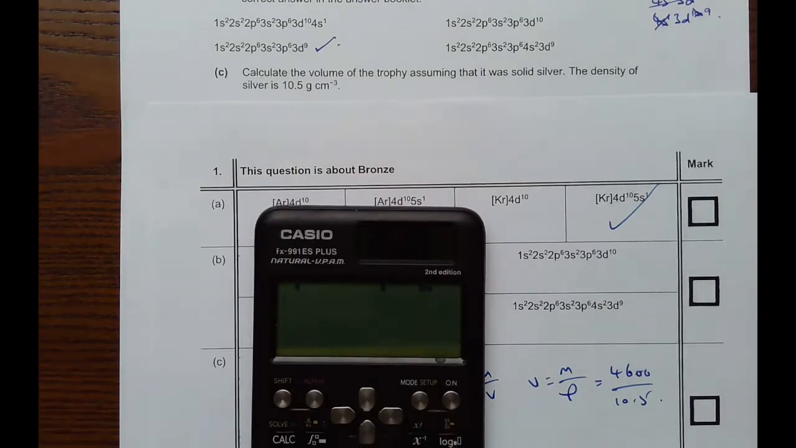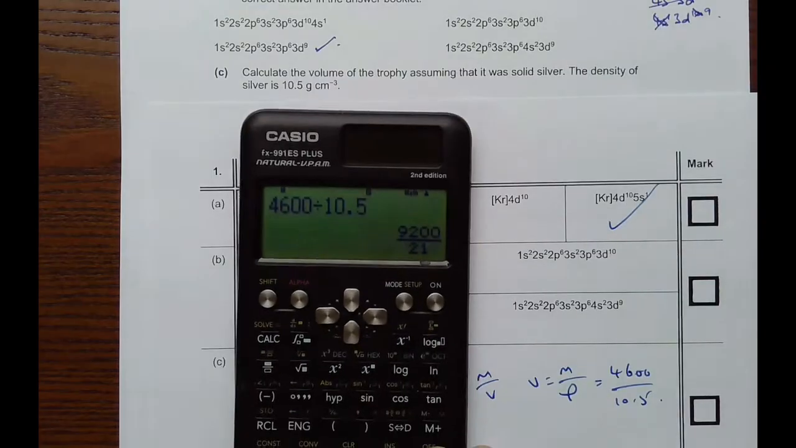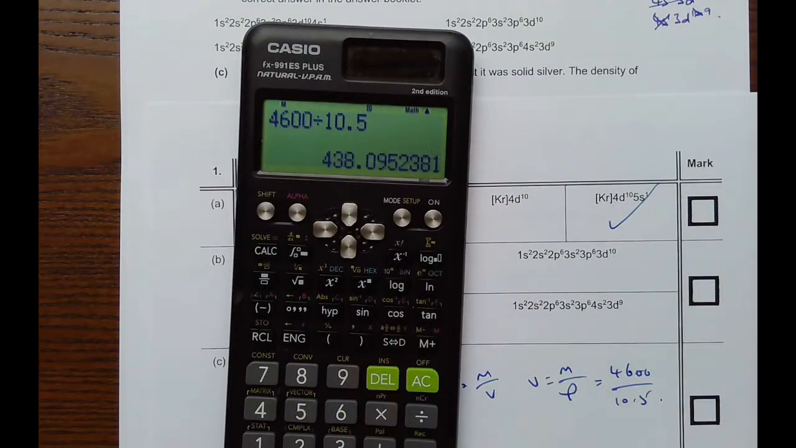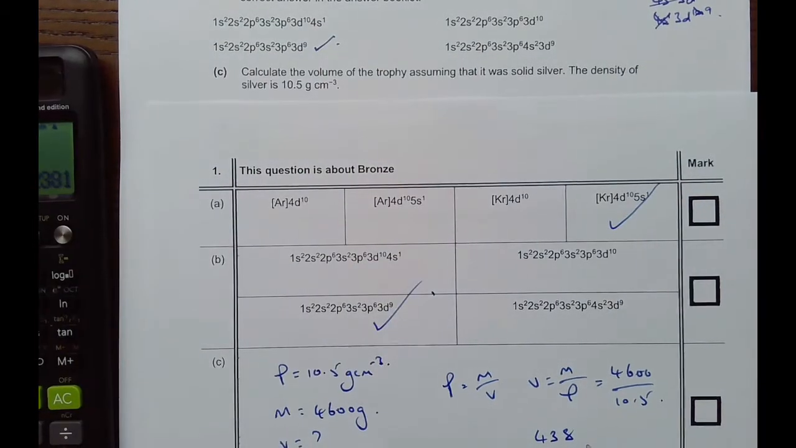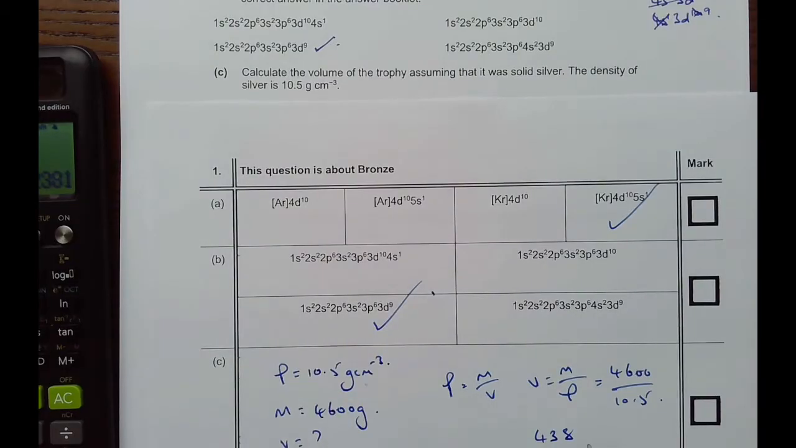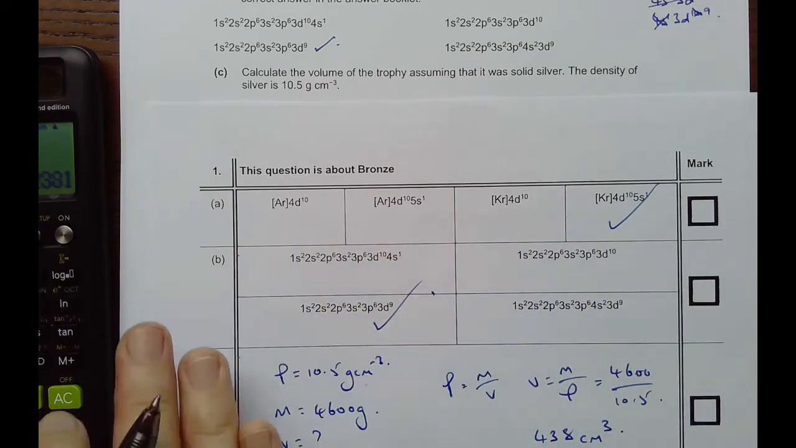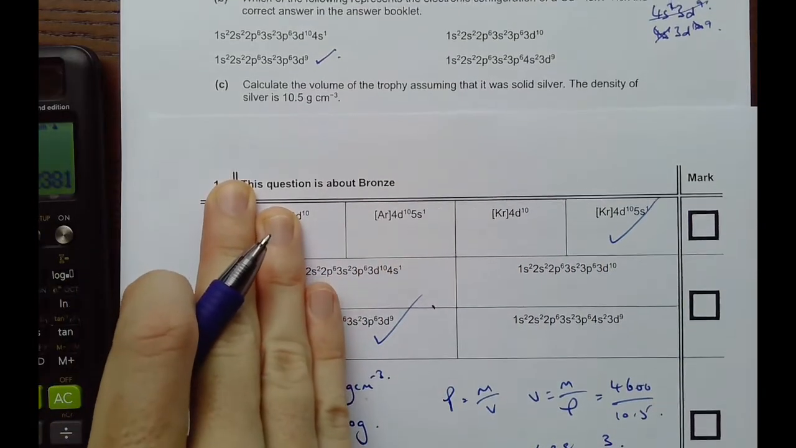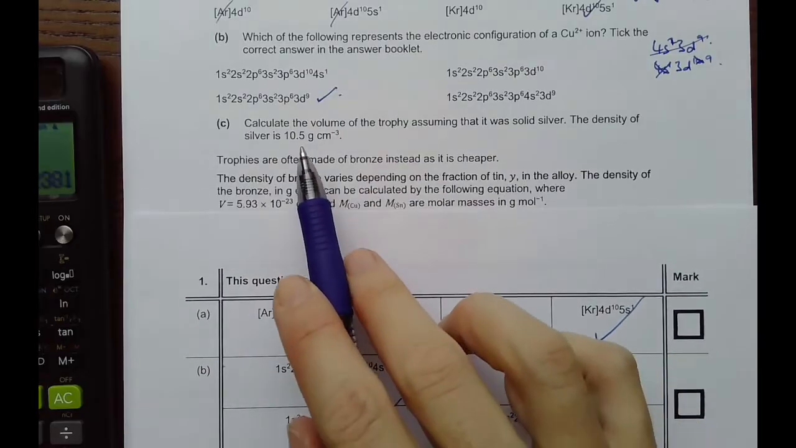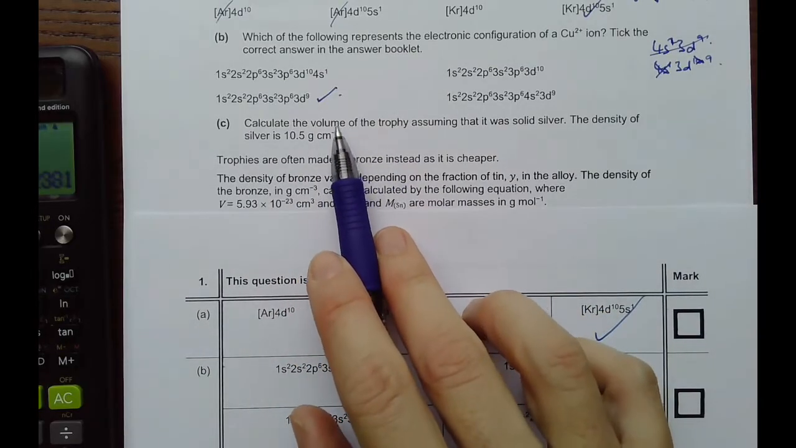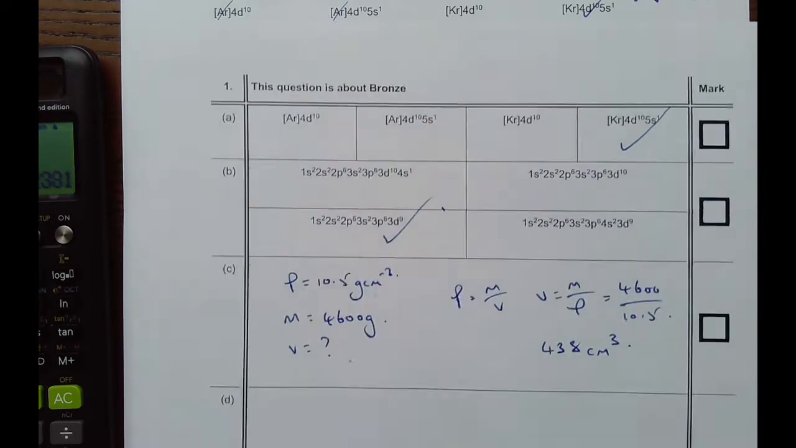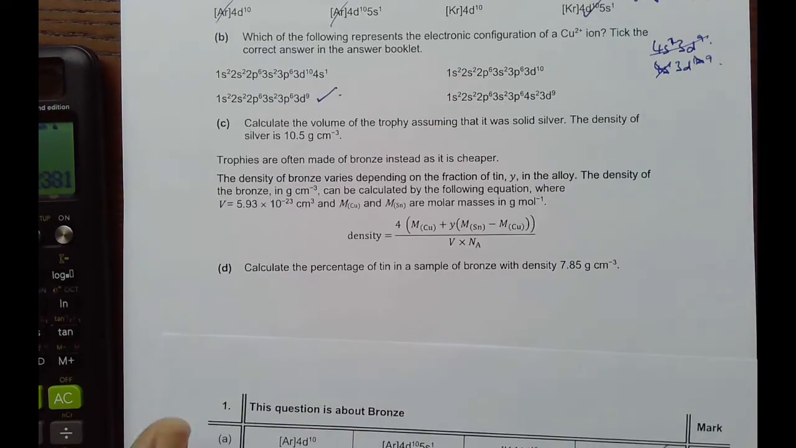So if I do 4,600 divided by 10.5, if you can see that, I get 438, and that's going to be in centimetres cubed. Okay, so good idea here to just double check that you're not asked for any specific kind of unit. So it just says calculate the volume, it doesn't say you have to calculate the volume in a specific unit, so that'll be fine for us there.